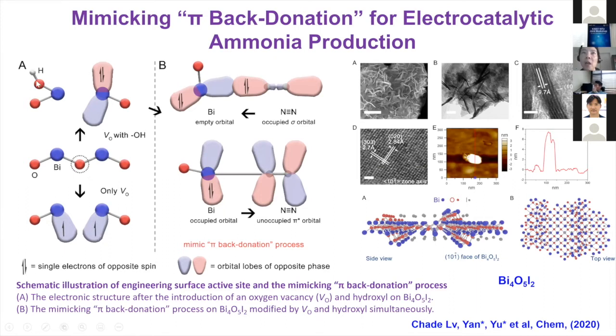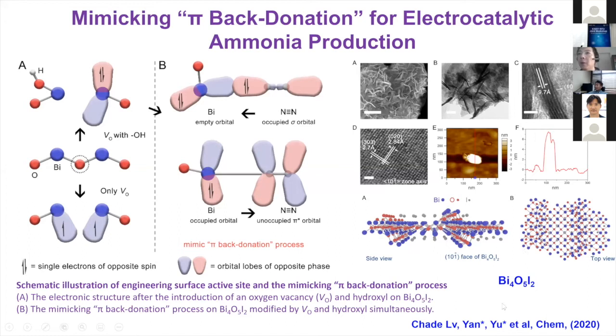Once you attach another OH group on the surface, we will make this particular bismuth have an empty orbit. So this bismuth will become the active center for nitrogen adsorption, and later will activate the nitrogen molecule to become a nitrogen radical and reduce the energy barrier, and finally improve the efficiency.